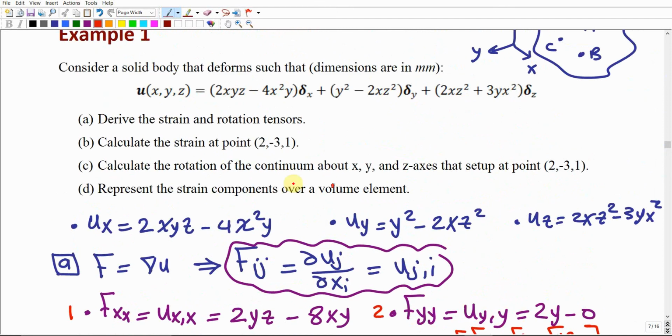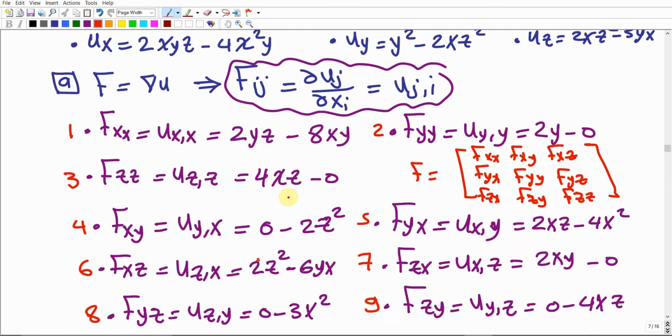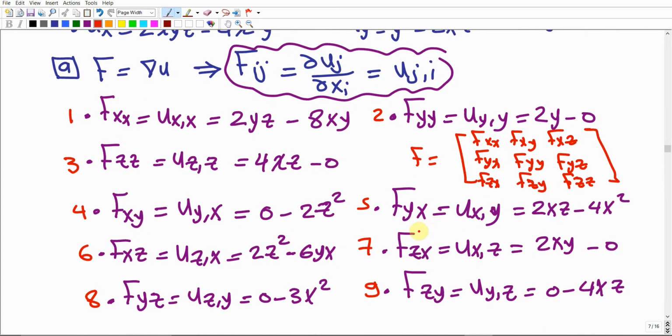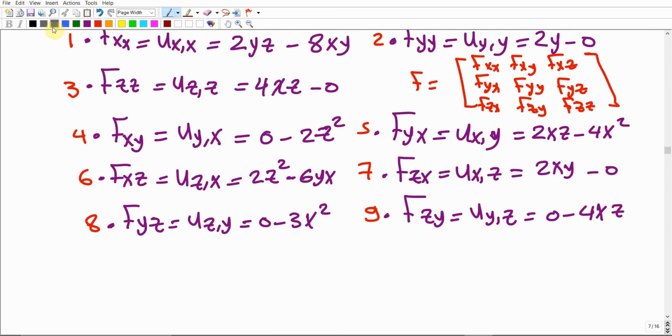If for some reason we block this point, and we are interested in finding the deformation of this point, these are the components of the deformation at this point. Just substitute for x, y, and z. At this point, we're going to end up with the deformation of the continuum with reference to this point. Make sense? Now let us calculate the strain.